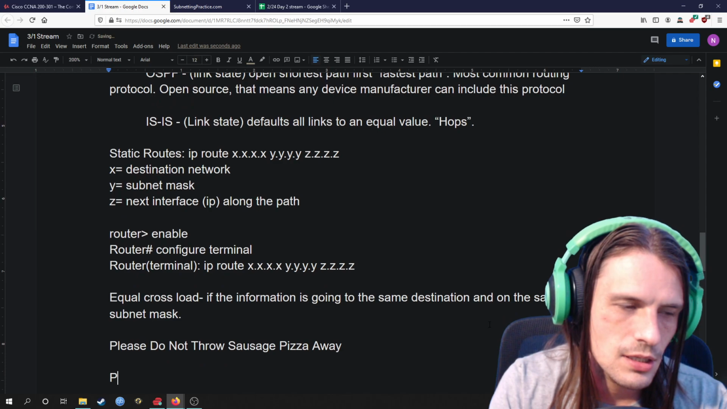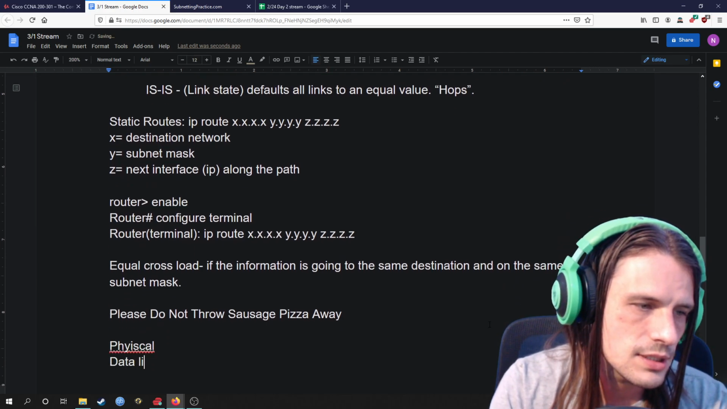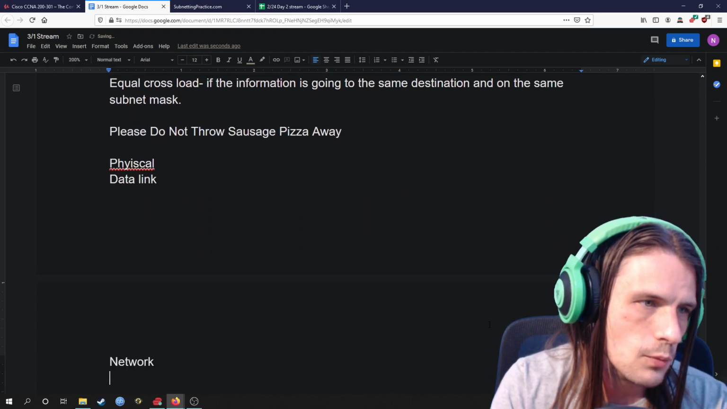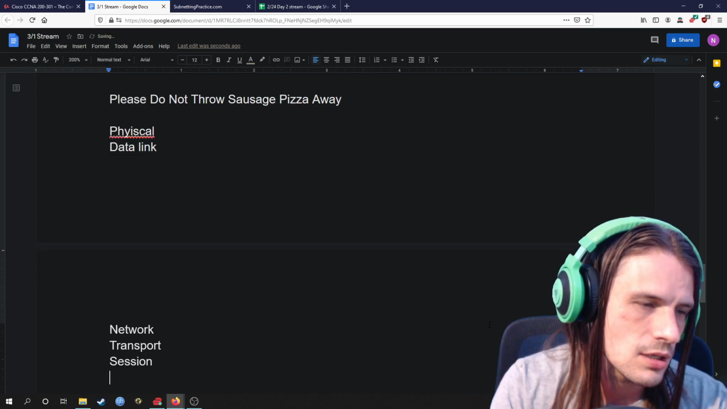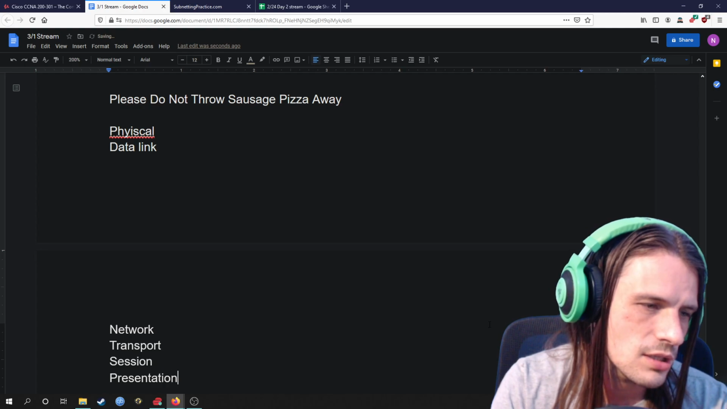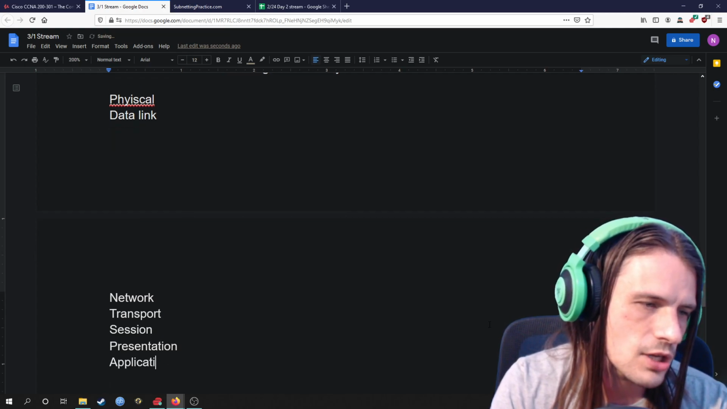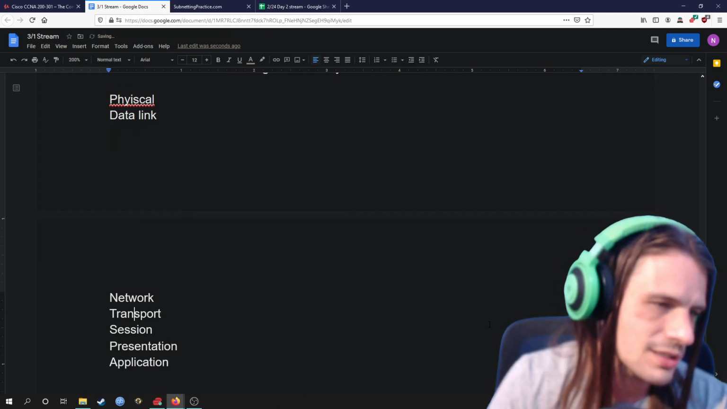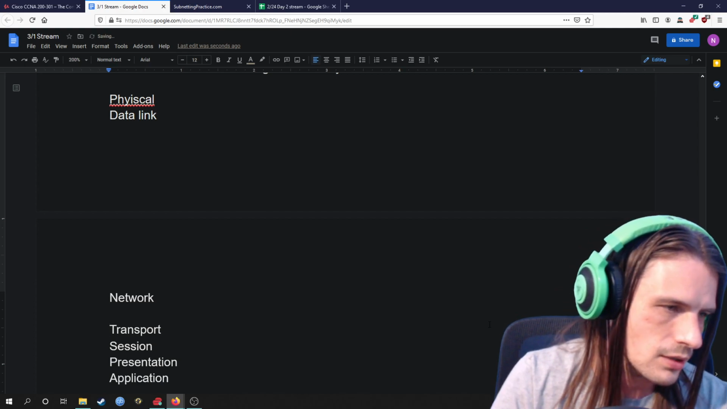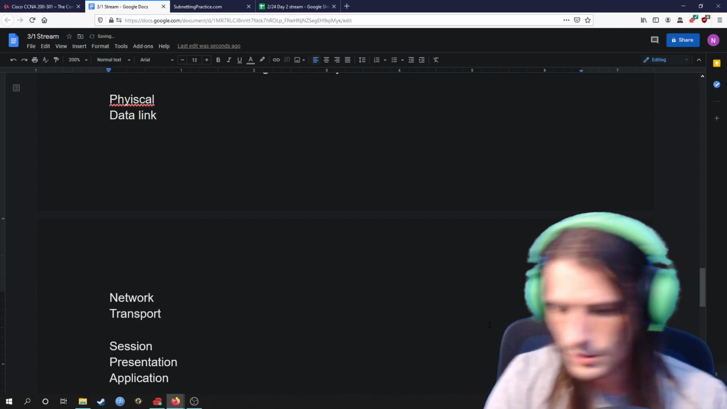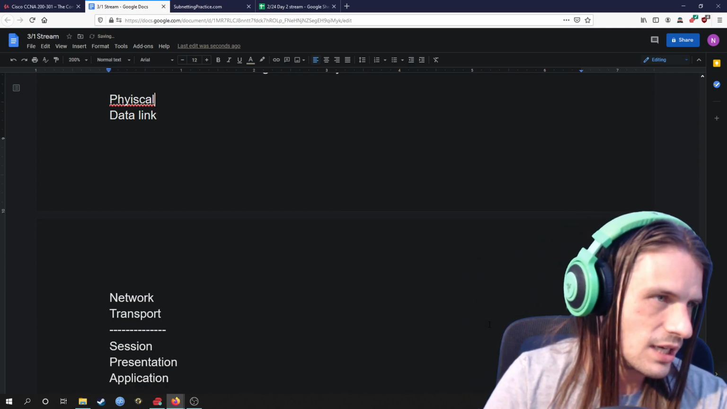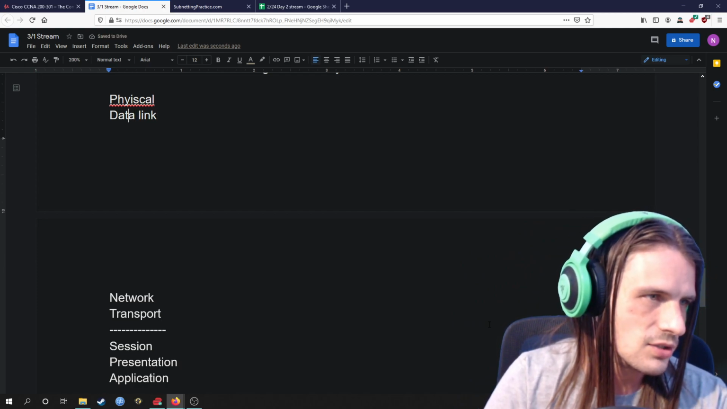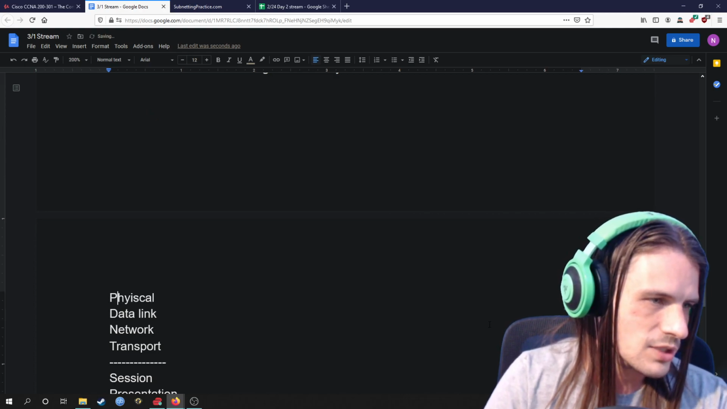And that's going to be physical, data link, network, transport, session, presentation, and application. And of course, we don't really care about these higher levels. So we only really care about physical, data, network, and transport. And real quick, we're just going to do some more.